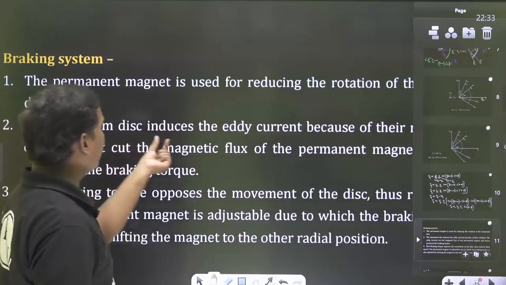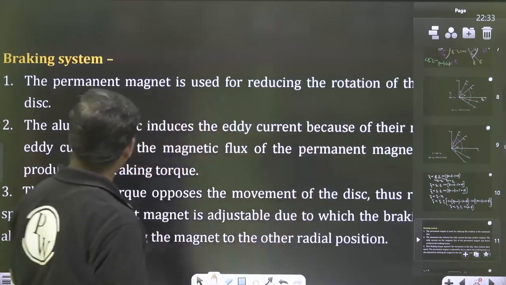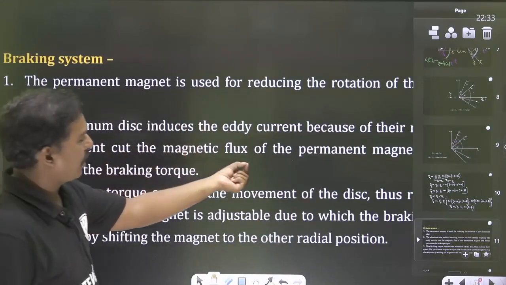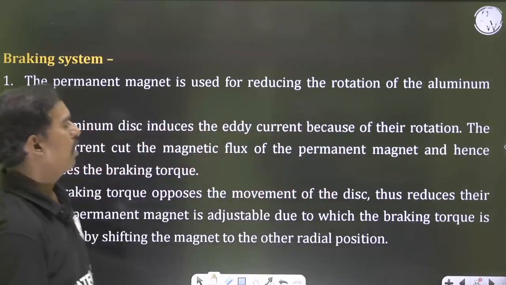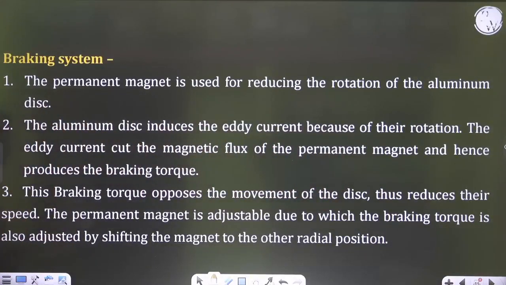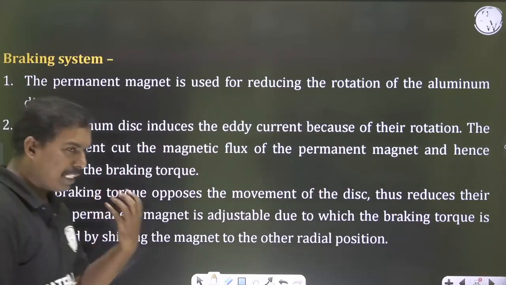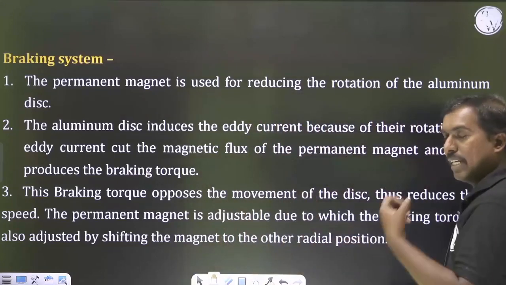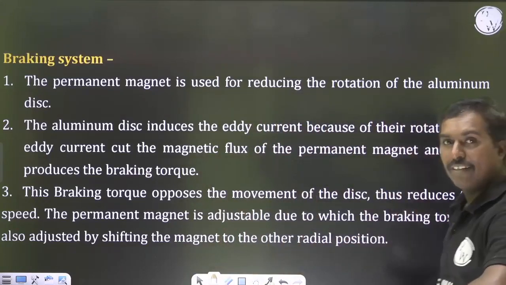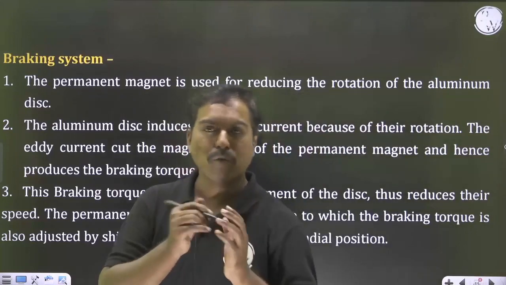The aluminum disc induces the eddy current. Because of the rotation, the eddy current cuts the magnetic flux of the permanent magnet and produces the braking. See here, this aluminum disc is cutting this particular braking magnet's flux. This braking magnet is creating certain flux, and this flux creates an eddy current. This eddy current will oppose the main flux. How is the brake happening here?